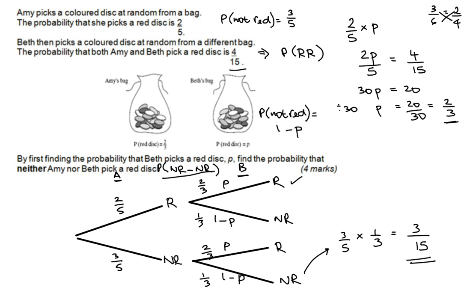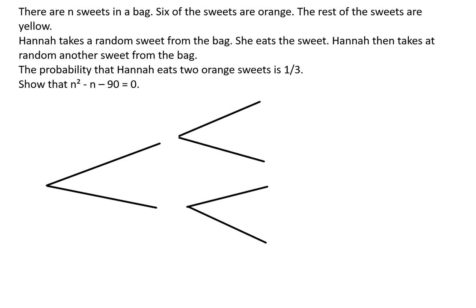Let's look at another question. There are n sweets in a bag. 6 of the sweets are orange. The rest of the sweets are yellow. So the probability of getting an orange would be 6 out of the total n. With yellow, if it was 6/10 for the orange, then the yellow would be 4/10. How did I get that 4? I'd be going 10 minus the 6. So it's n minus 6 divided by n.